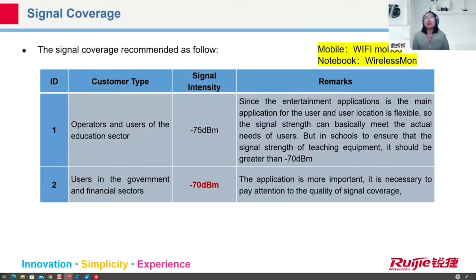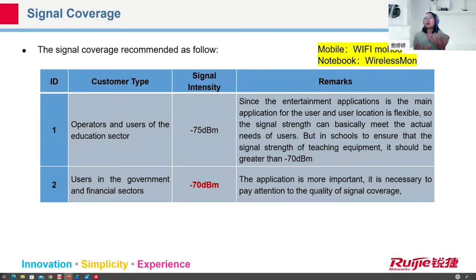Like this one, if the customer type is operators and users of the education sector in the school, the signal assessment is -75 dBm. This is the smallest signal. The remark is, since entertainment applications are the main application for users, and the user location is flexible, the signal strength can basically meet the requirement of the user. That means a signal over -75 dBm is enough.